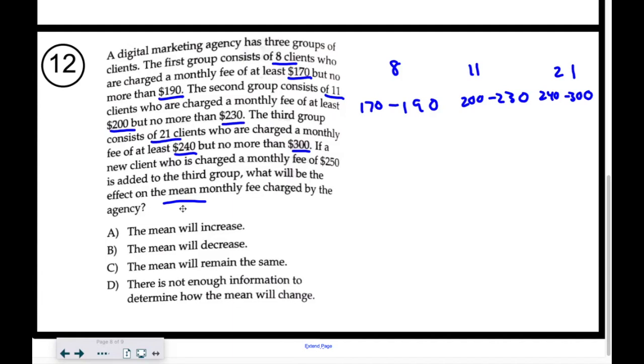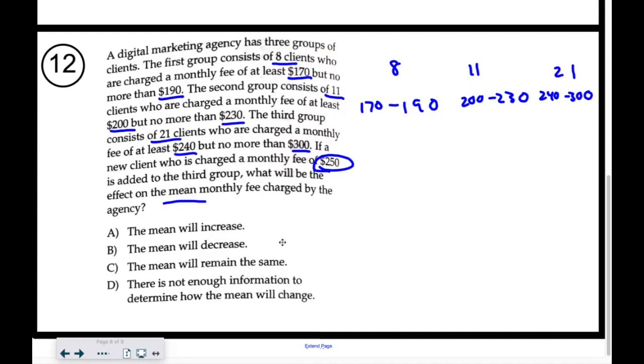So the only way that this will actually have an effect is if 250 is bigger than the mean, then it will increase the mean. And if it's less than the mean, it'll decrease the mean. And if it is the mean, then it'll do nothing. Okay? That's these three answer choices. So what we're going to do is try to figure out what the mean could be. But all we have are these ranges for each group.